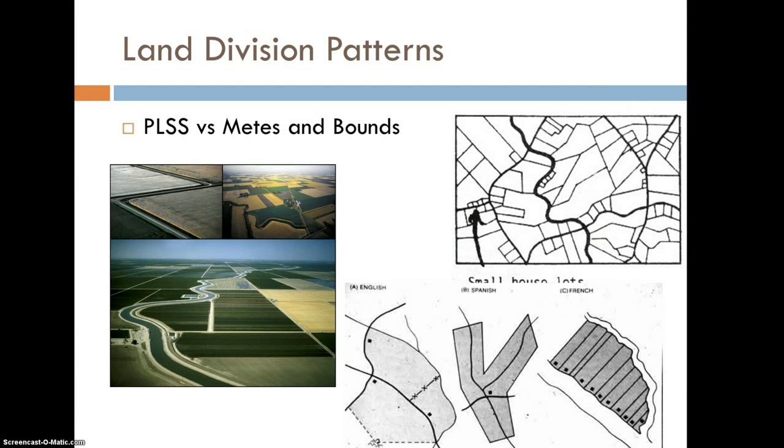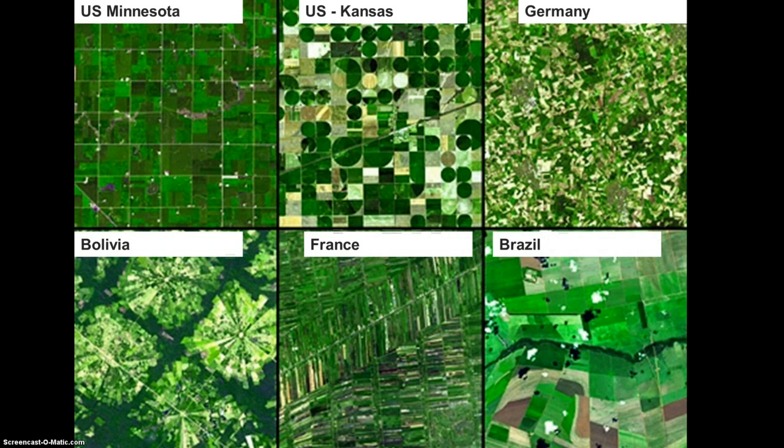Then we'll also talk a little bit about land division. And so there's a link in the reading, or in the assignments, of how we can go from these grid patterns, the PLSS system, to the metes and bounds, to the English, or to the French long lot. So we'll look at the different ways we divide up our landscape. And so here's some aerial photos of the grid pattern in Minnesota, to the circular irrigation in Kansas, to this long lot area in France. So we'll look at all of those.